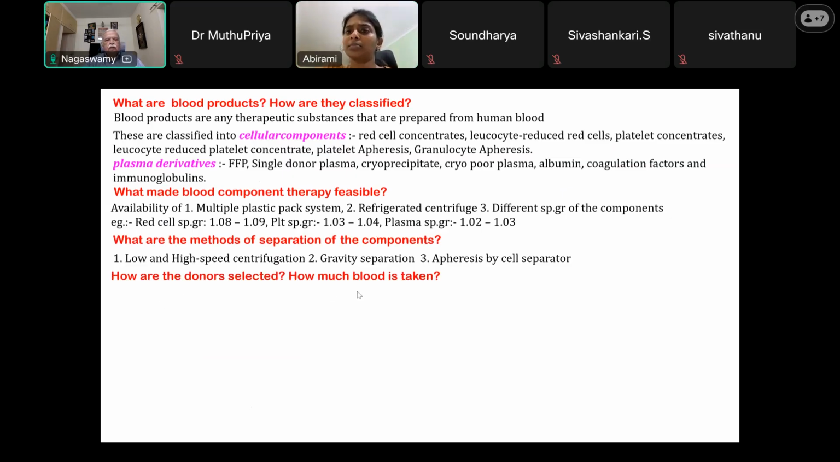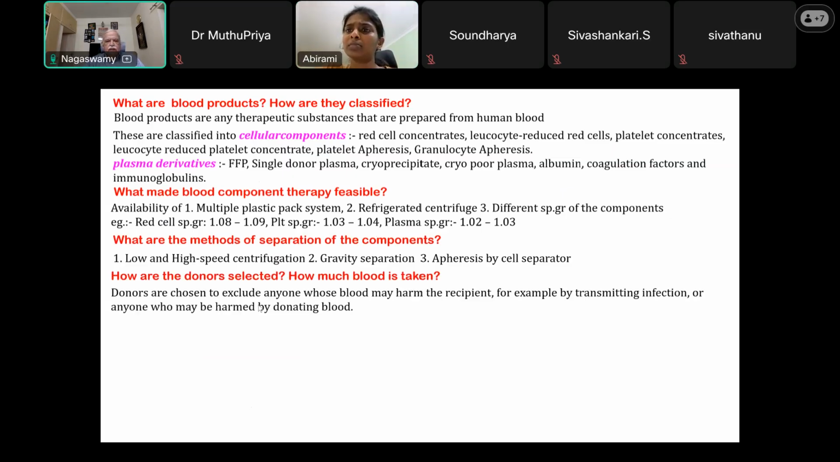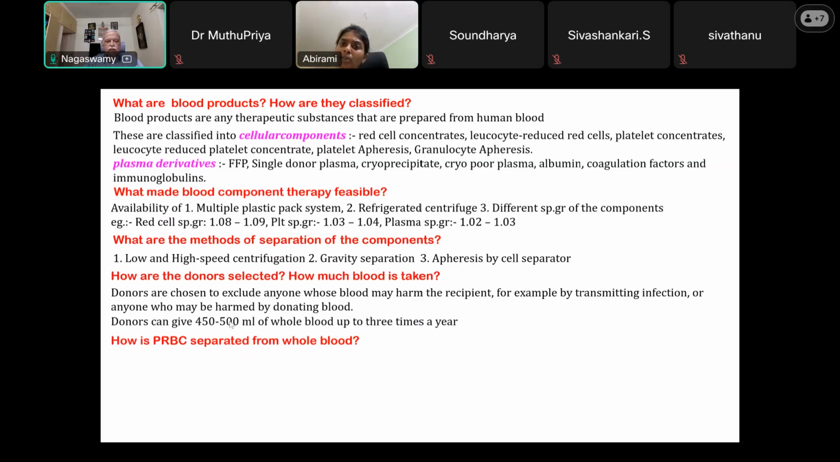However, the donor selected, how much blood is taken? They should not have any infection or other contaminations, and the donation should not harm the donor. That is also very, very important. Not only should it not be harmful to the recipient, it should not harm the donor also. And normally 450 to 500, but in our setup they take only about 350 to 400. With Western standard they take this much.